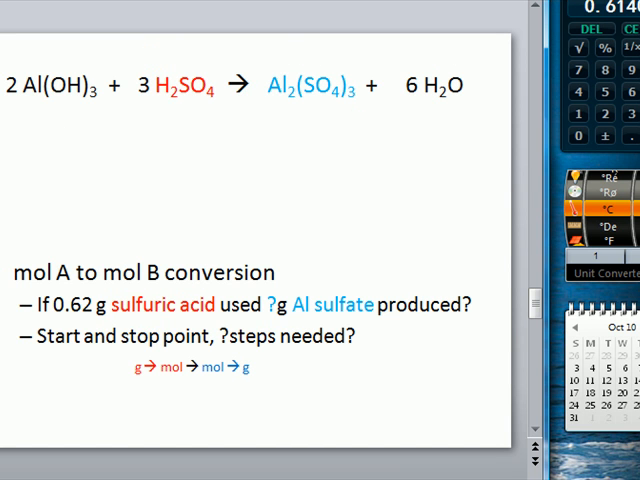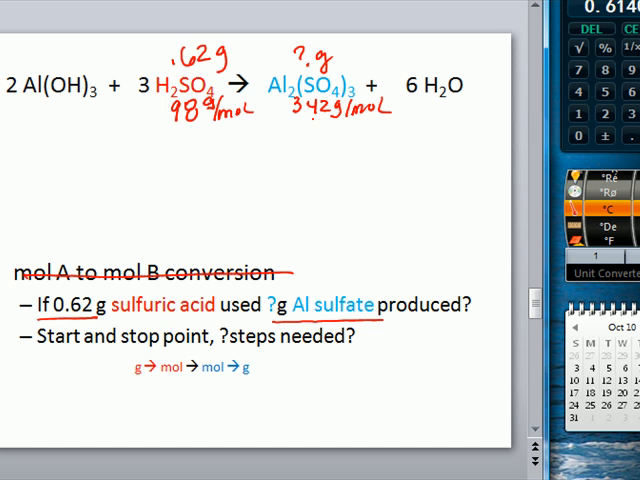The last example that I have is a gram to gram conversion. I'm starting with 0.62 grams of sulfuric acid and converting it to grams of aluminum sulfate. So I'm given 0.62 grams, and I want to know the number of grams here. Molar masses, and I'll put those in. We figured those out earlier.